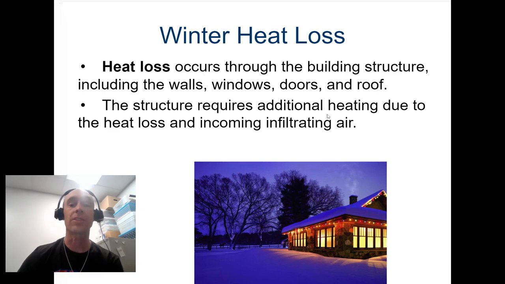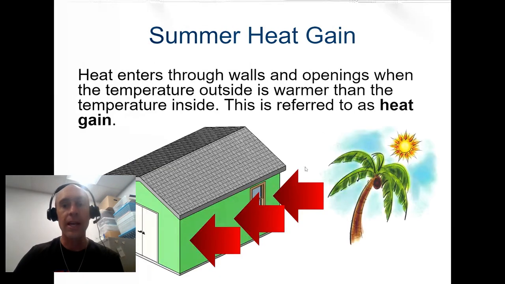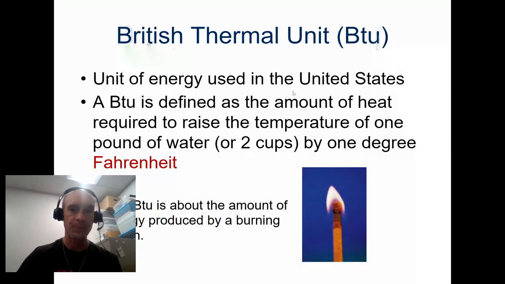The structure requires additional heating due to the heat loss and incoming infiltrating air. So we have to add additional heat inside a building in the winter because it's cold and all that heat goes through the walls and windows and roof. So usually you add a furnace or something like that. In the summer, it's the opposite. The heat actually goes into the building because it's really hot outside. That's referred to as heat gain. And we don't want that. We want our inside to be cool for us. So we'll put an air conditioner in there to make the inside cooler.